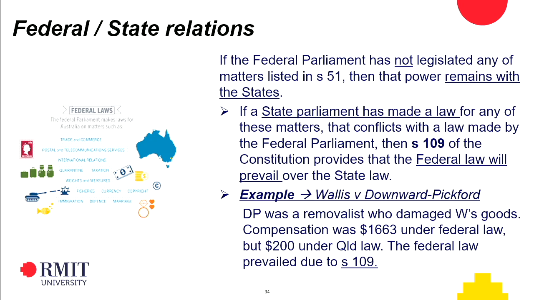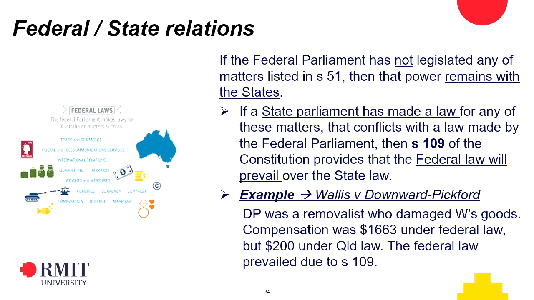An example here is the Wallace and Downwood-Pickford case, where we've got a transport company or removalist company that's transporting goods, and as part of that transportation they've damaged those goods. Now there's two different laws around compensation, and unfortunately they've got very different compensation amounts that are calculated based on the interpretation of those laws. Under federal law, Wallace was entitled to compensation of around $1663. But under the Queensland laws, in the same area of power, it was only $200.